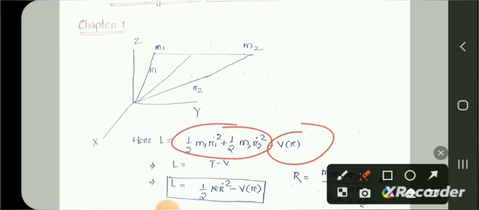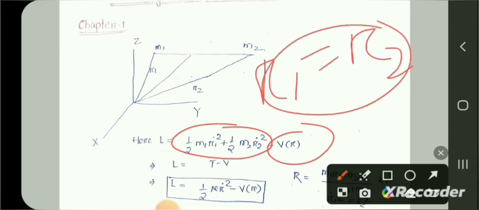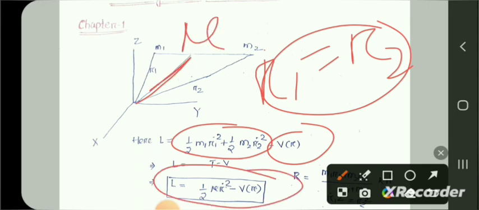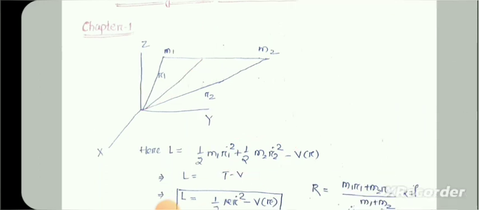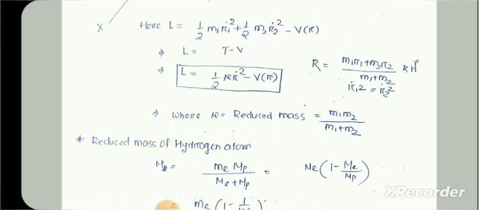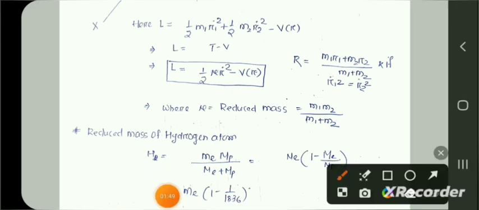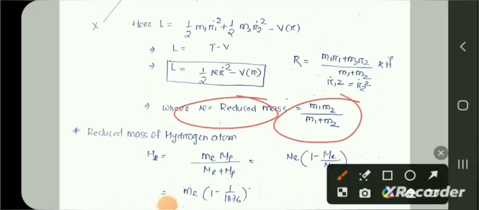So if we reduce the masses m1 and m2, and if r1 is equal to r2, then our equation will be of this type, where mu is the reduced mass, which is m1 m2 divided by m1 plus m2. Hope you understand. Here I can easily write that this is the reduced mass, m1 m2 divided by m1 plus m2.